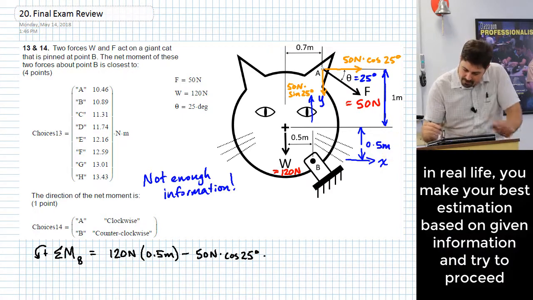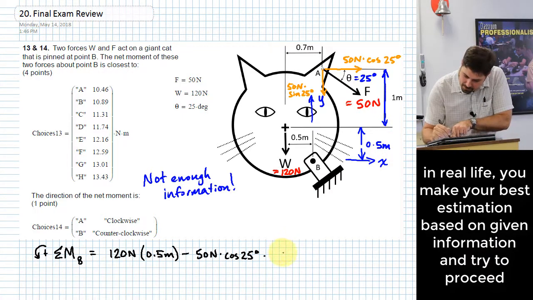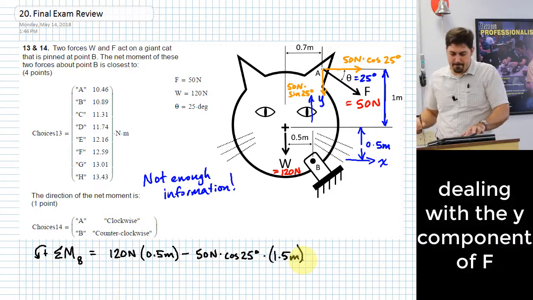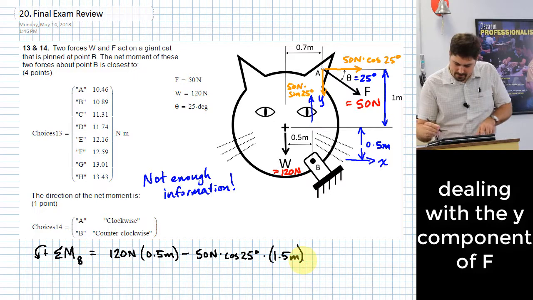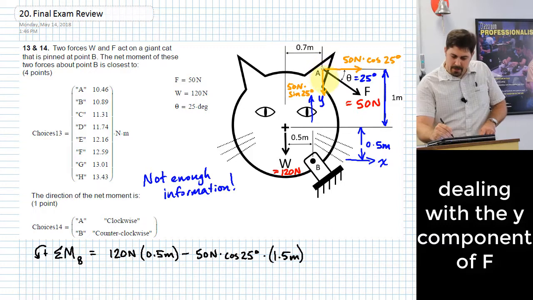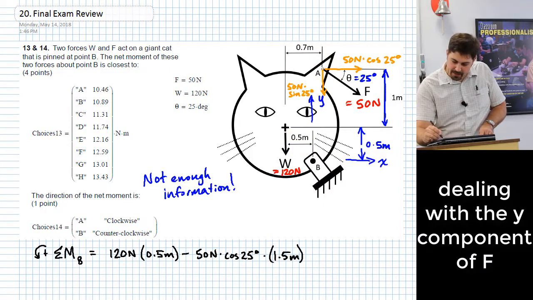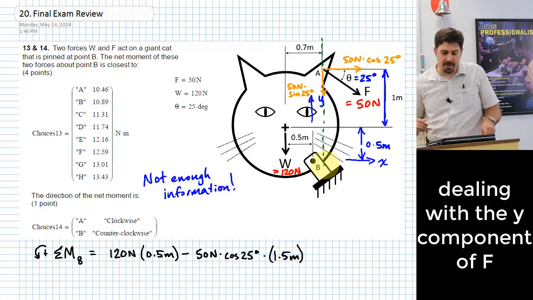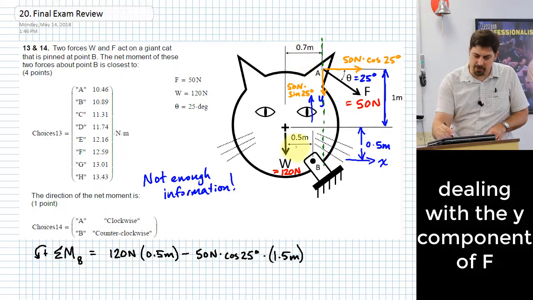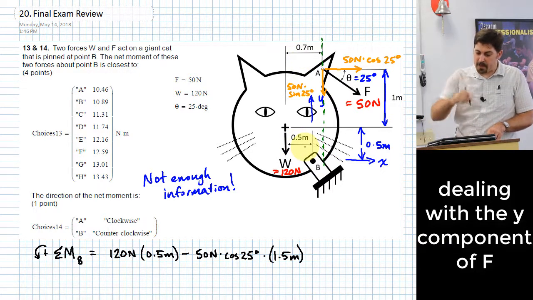Okay? So this ends up being times 0.5 meters. Now, 0.5 meters plus 1 meter, 1.5 meters. Okay, then what else? Okay, the next one, you basically look at this and see that since 0.7 meters is larger than 0.5 meters, it means that the line of action of this force right here does lie to the right of point B because 0.7 is larger than 0.5. Okay, that tends to try to rotate it clockwise.